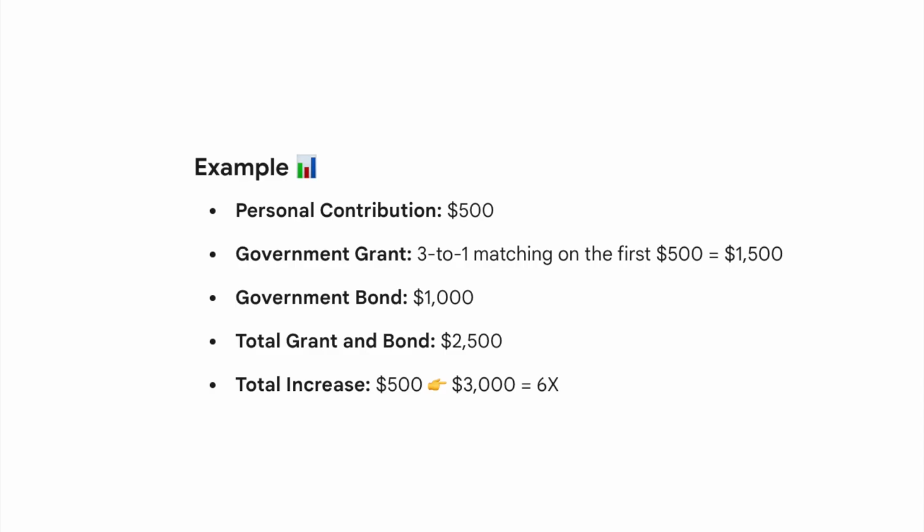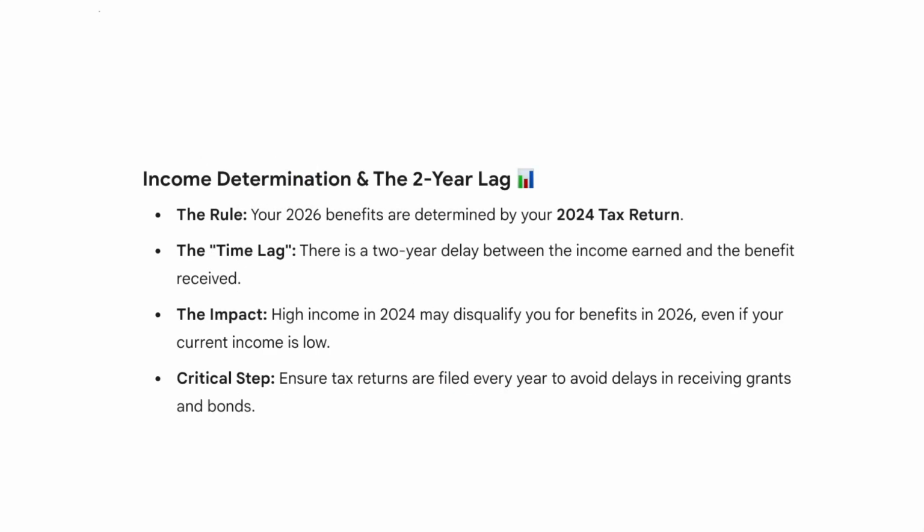savings through employment alone. When we talk about how much the government contributes to an RDSP through grants and bonds, one of the key things that generally determines the amount is the beneficiary's adjusted family net income from 2 years prior. For the 2026 year, the government looks at the 2024 tax return. This creates a time lag, meaning if you earned a high income in 2024 but lost your job in 2025, you might still be ineligible for the bond in 2026 because the government is only looking at your 2024 records.